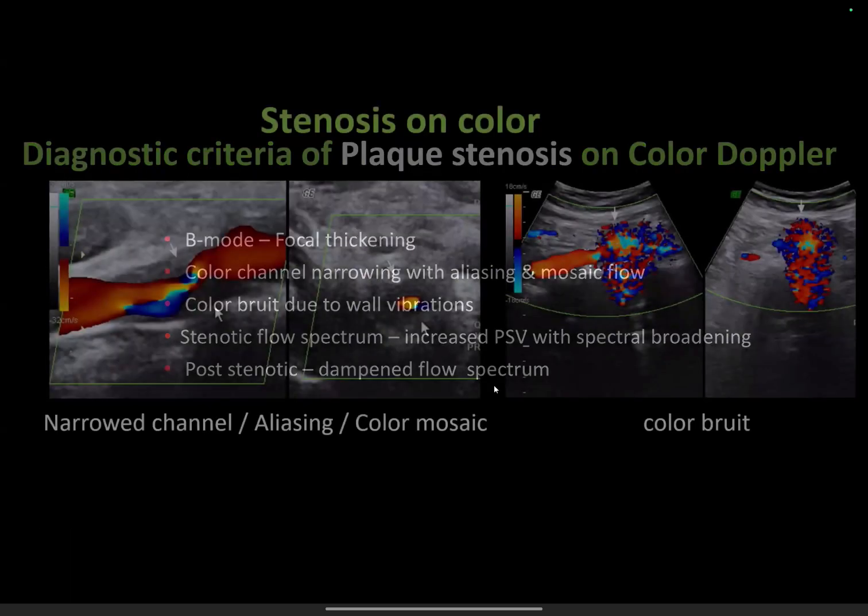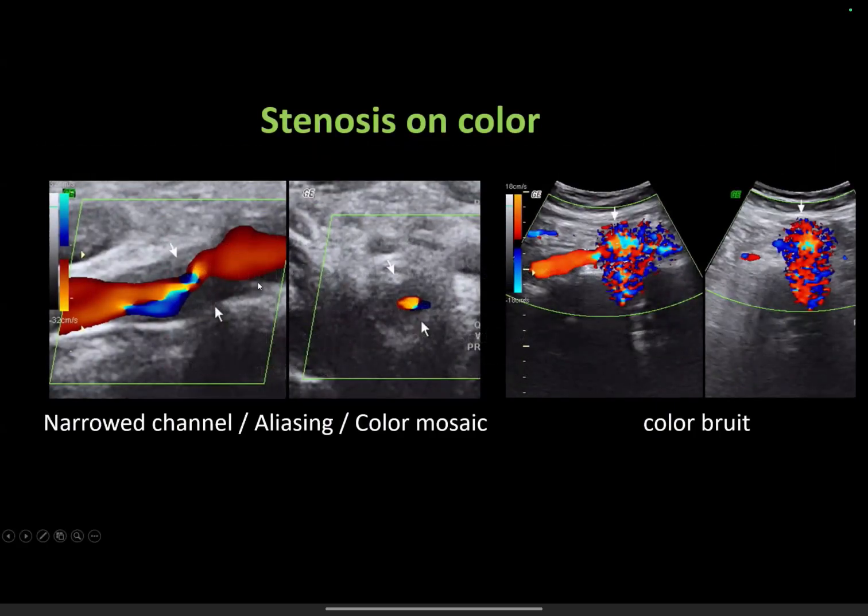Let us see. This is a normal flow. There is narrowing of the channel. There is aliasing and mosaic pattern. In the transverse plane, there is luminal narrowing. The color bruit is because of the vibrations in the vessel wall to the adjacent soft tissue, which is seen on real time as clutter and noise, which is indirect evidence of a high-grade stenotic lesion with vibrations in the vessel.